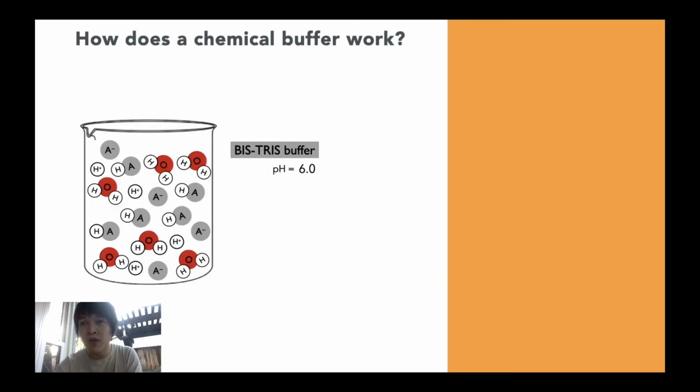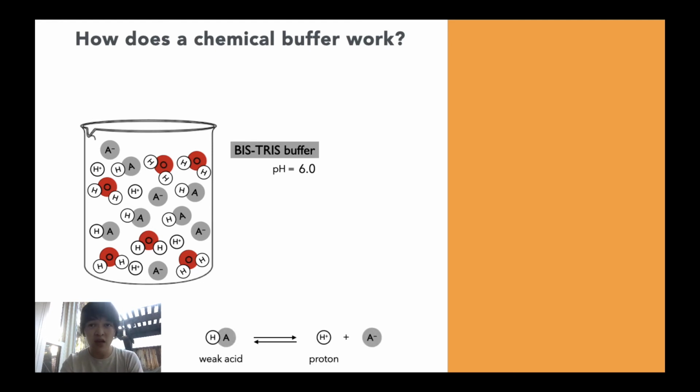Now we can get to the fun part of learning about how a buffer works. So let's look at an example for the bis-tris buffer in a beaker. You'll notice that there's a couple different molecules in the beaker. The bis-tris buffer is actually an equilibrium system of a weak acid.